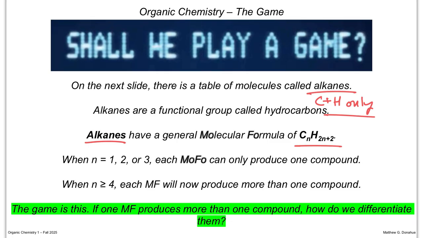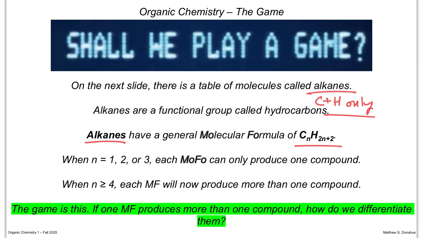So when n equals 1, 2, or 3, from that molecular formula, you can only draw one compound. When you get past 3 up into 4, you can draw more than one compound for that molecular formula. How do we do that? And how do we do that not violating any of the rules of the game?